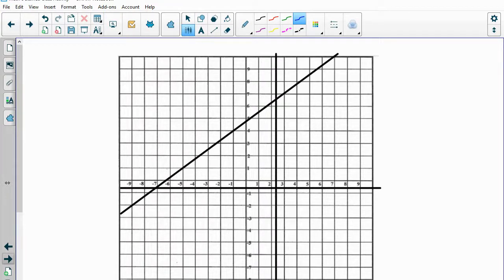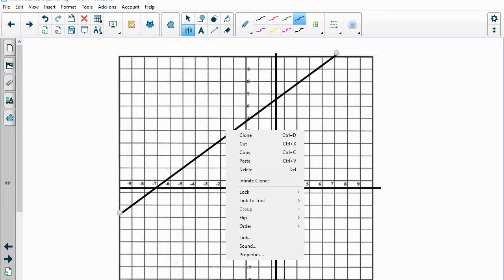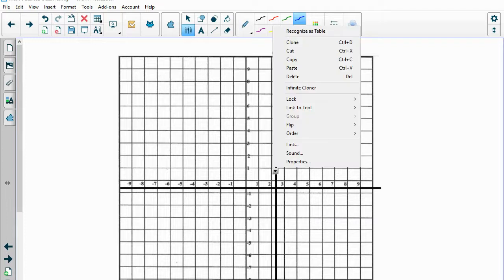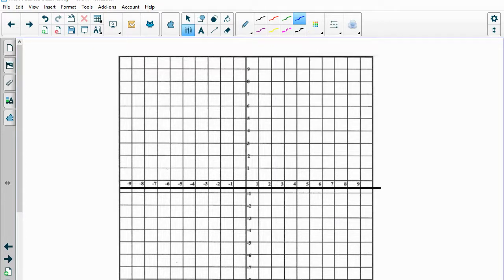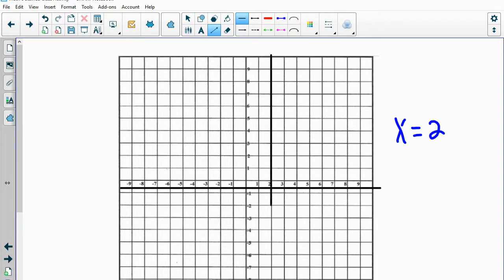These are already on here, and that's okay. You're going to have 16 lines that you're fitting on here. The first ones are all the verticals. So if I chose x equals 2, I'm going to grab my ruler and come to x is 2, and go from the top all the way to the bottom of my graph. And then right then, I'm going to write on there x is 2.